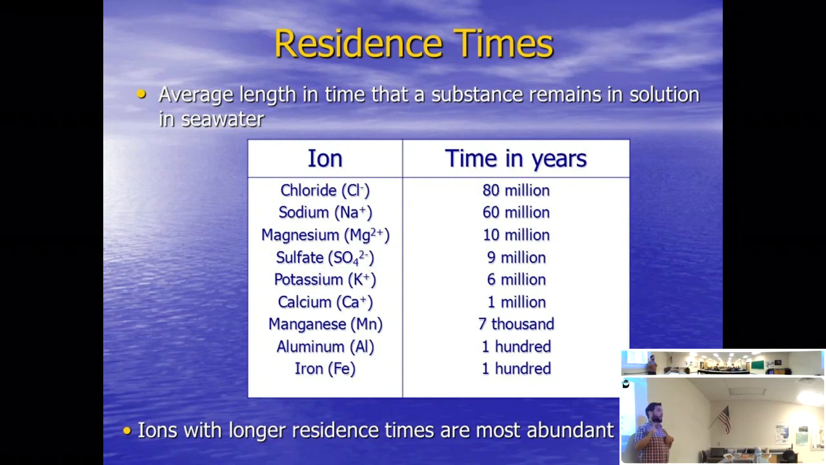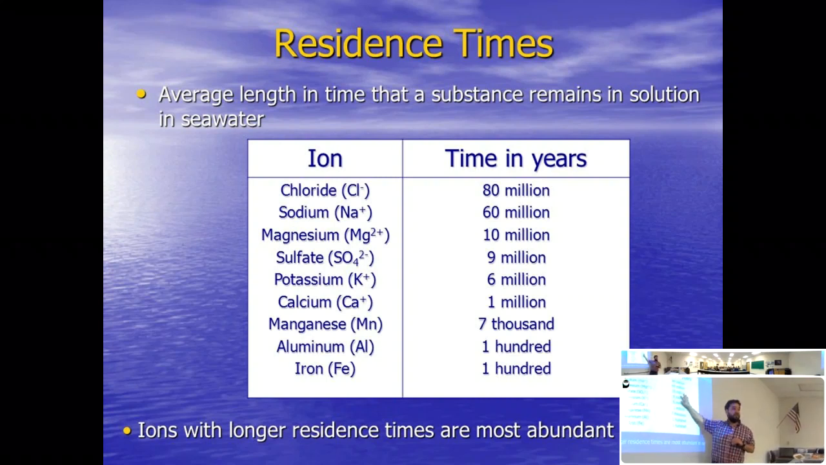Wherever you go in the ocean, you'll notice that the composition of the sea salt is almost exactly the same. It's because the residence time of most of those chemical constituents of the salt is greater than the mixing time of the ocean. Still with me? Okay. Now notice there are a few constituents in which that is not true.